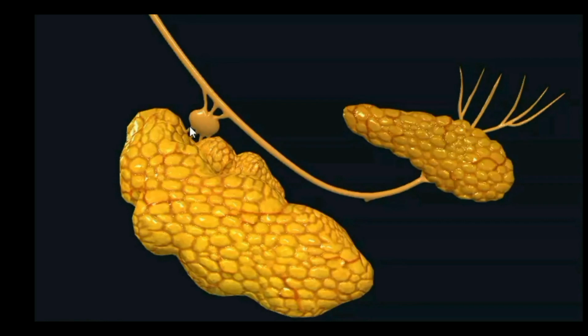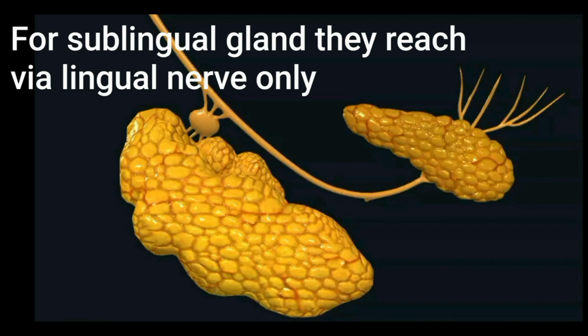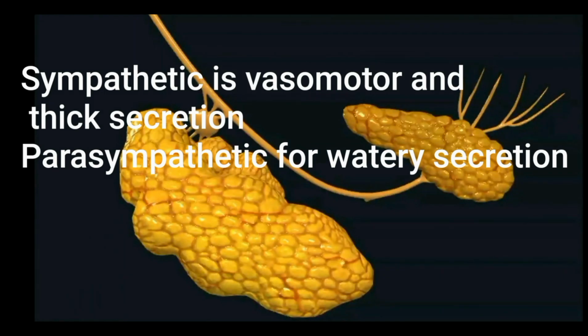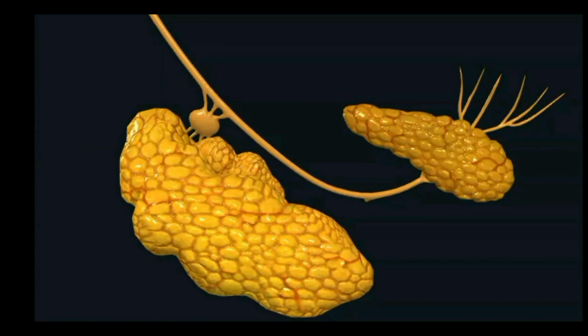The postganglionic parasympathetic fibers, the secretomotor fibers coming from the ganglion, come via these 2 rootlets, whereas for the sublingual gland they reach via the lingual nerve only. For the sublingual gland, the lingual nerve carries both pre and postganglionic fibers, whereas for this submandibular gland, pre is by the lingual nerve, post is by the rootlets. Sympathetic is vasomotor and for thick secretion, parasympathetic is for watery secretion. So this is about the nerve supply. Blood supply is always from the facial vessels.